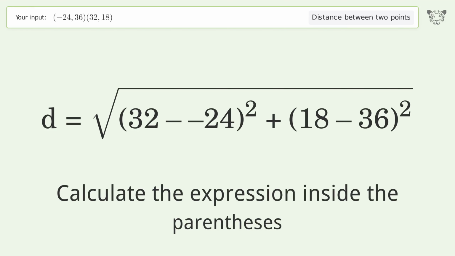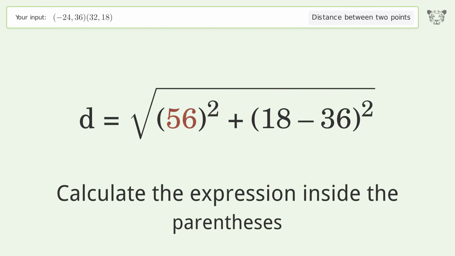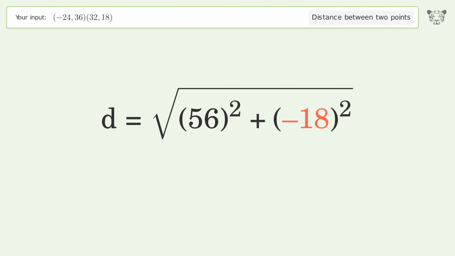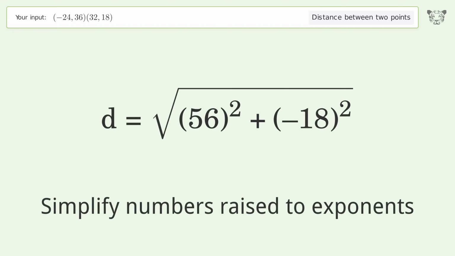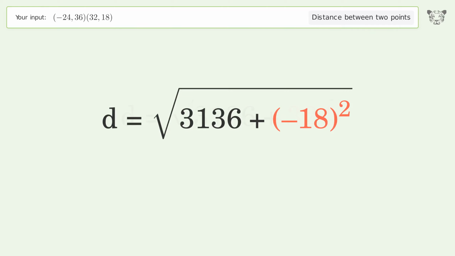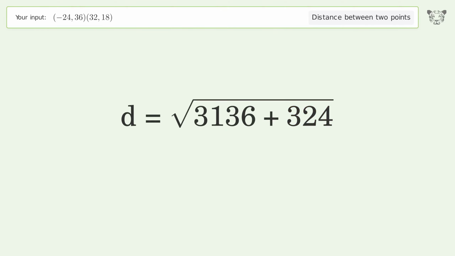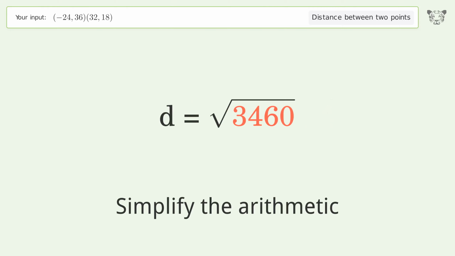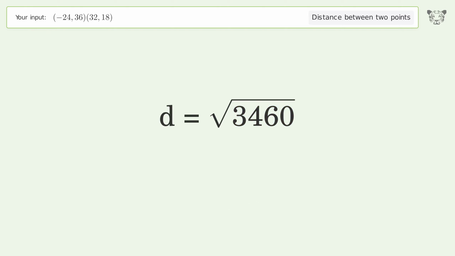Calculate the expression inside the parentheses. Simplify numbers raised to exponents. Simplify the arithmetic. And so the distance between the 2 points is the square root of 3,460, or 58.822.